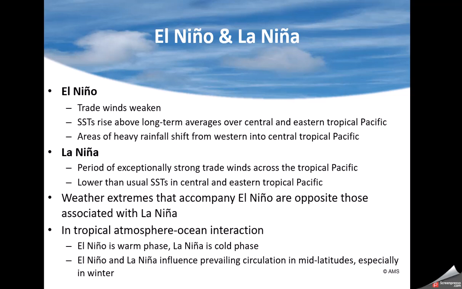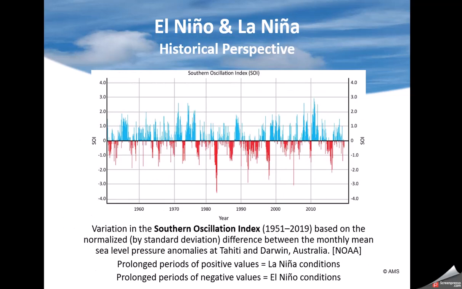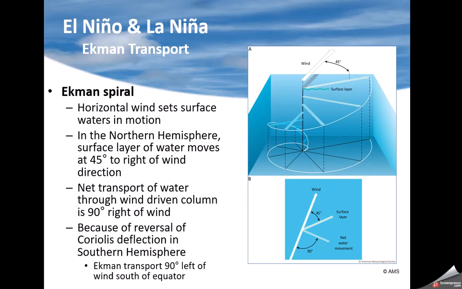Another feature that is part of the planetary circulation is El Nino and La Nina. We're going into an El Nino right now. And from a historical perspective, they kind of occur every 2 to 3 years. The Ekman spiral occurs along the ocean. It's governed by the Coriolis effect again.